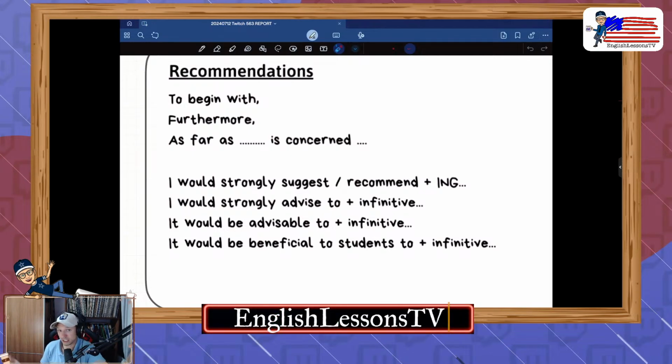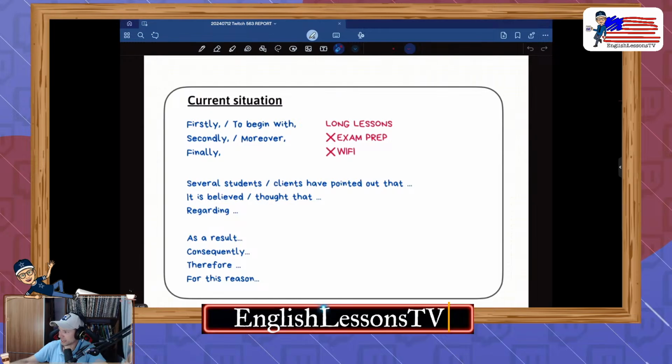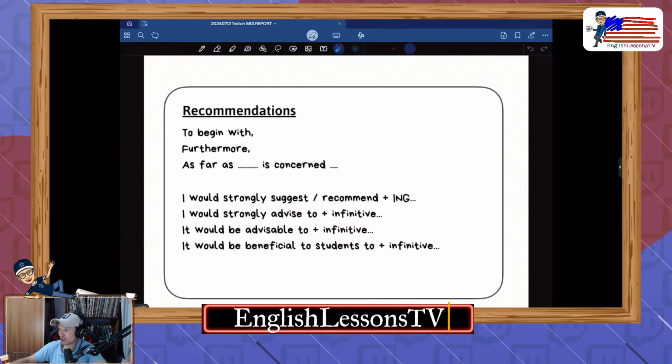Yes? So you could say something like, as far as connectivity is concerned, it would be advisable to install a strong Wi-Fi extender. To begin with, regarding the length of the lessons, it would be beneficial to students to shorten them to only 1 hour, because students get very distracted after 1 hour lessons. You get the idea?